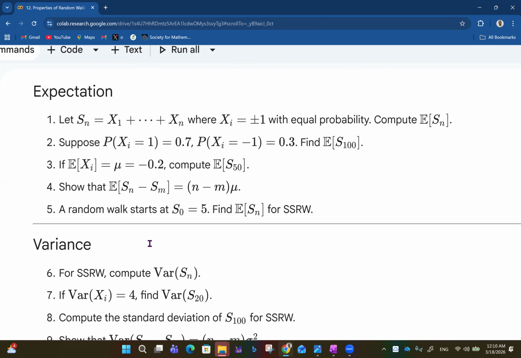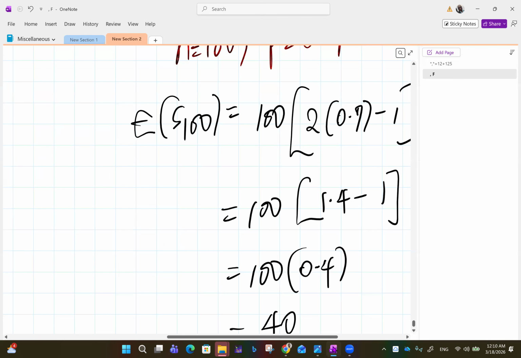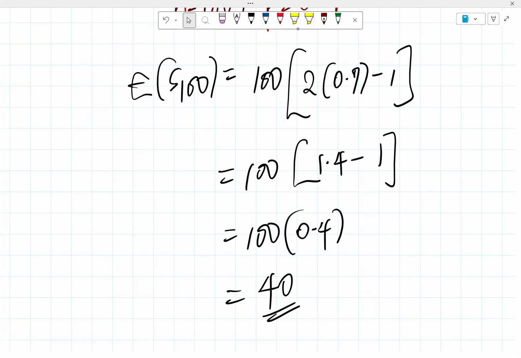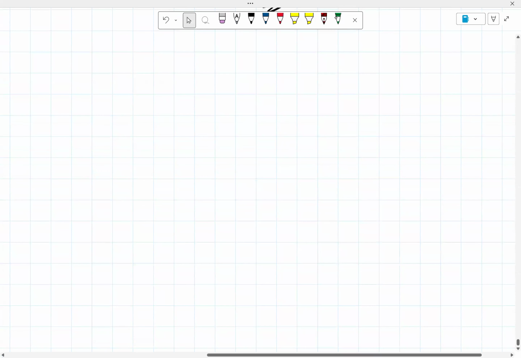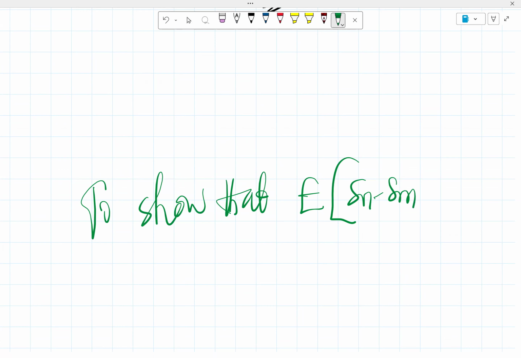That's minus 10, basically. Then show that expected value of Sn minus Sm is n minus m mu. So maybe I should just write that out. We want to show that the expected value of Sn minus Sm is equal to n minus m mu.